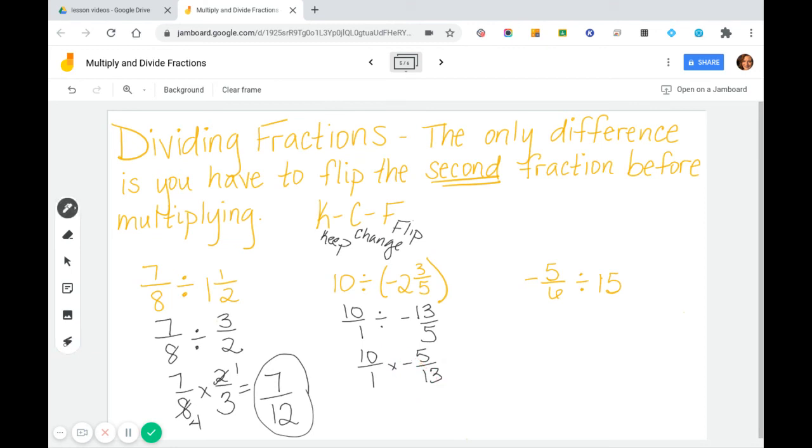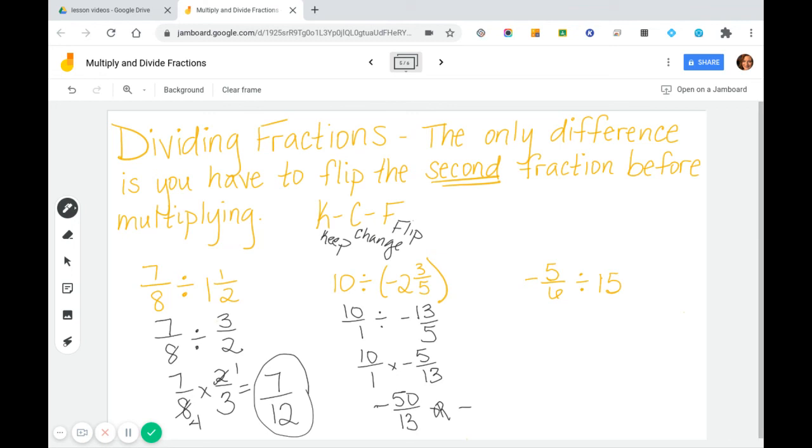I know it's going to be a negative answer. How do I know that? It's because my signs are different, right? One negative makes the whole thing negative. So multiply across the top. 10 times 5 is 50. And across the bottom, 1 times 13 is 13. It's reduced, so leave it if you're allowed. Or if you want to change it, I know it's negative.